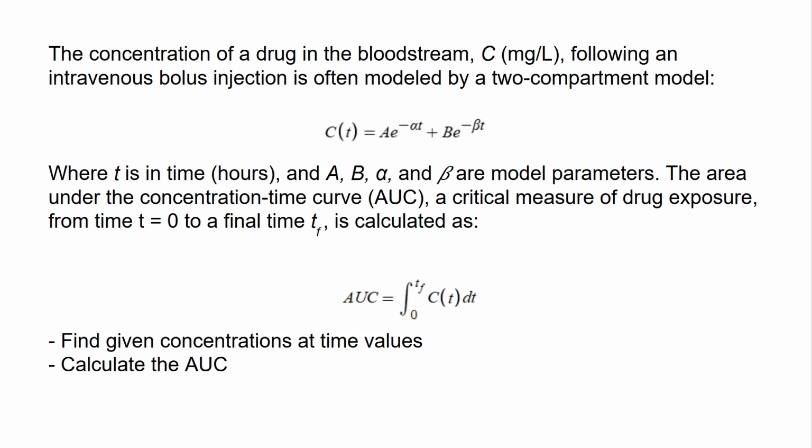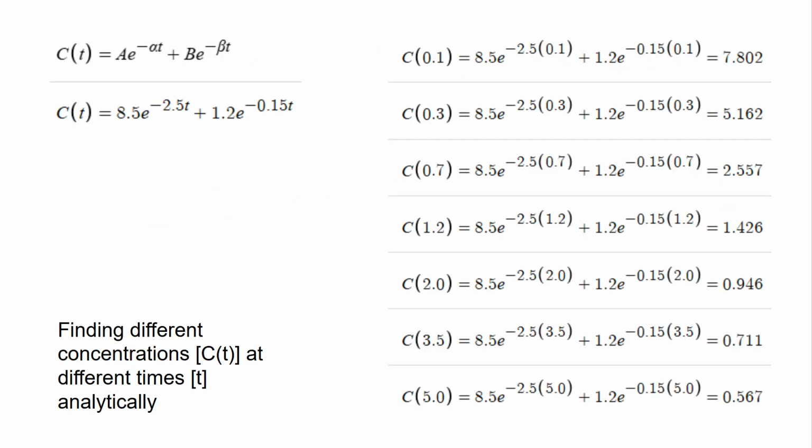And in this example, we're going to find different concentrations at different times, and we're also going to calculate the AUC. So for this first part here, we're just plugging in the time values, and we're figuring out, okay, what is the concentration at this point? And as you can see right here, we have this whole list of values that we found.